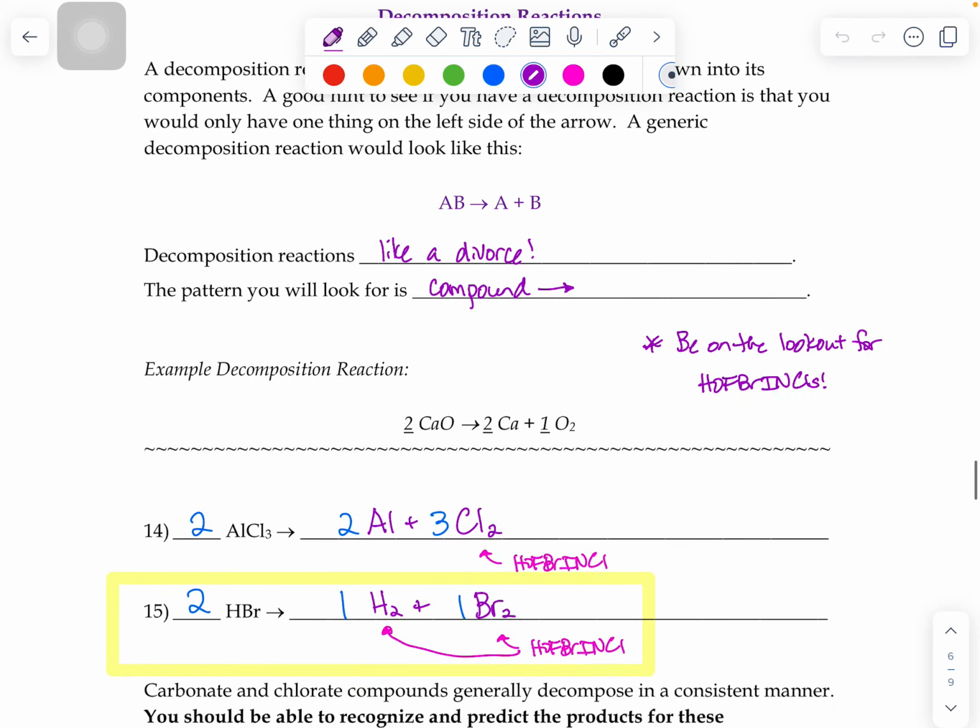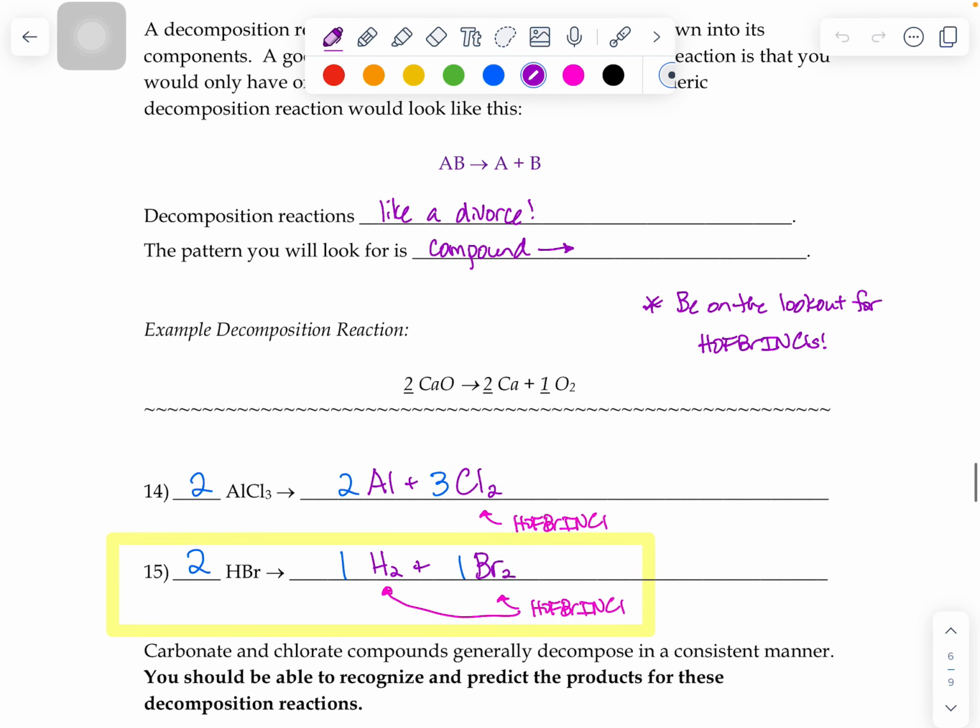For the decomposition reactions, we said those guys are like a divorce. So we have to split our compound down the center. So hydrogen goes one way, bromine goes the other, and both of those are Hofbrinkels. So we would write H2 and Br2, and then a big 2 coefficient in front of the HBr.